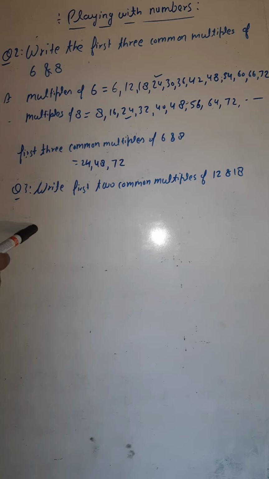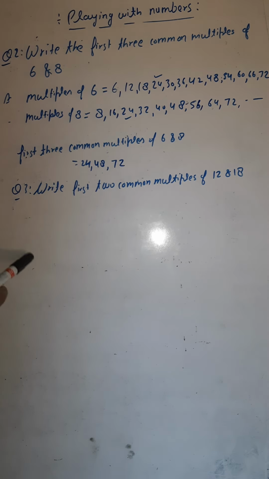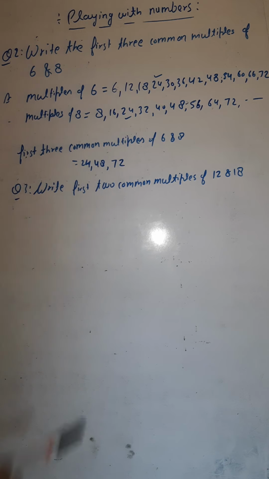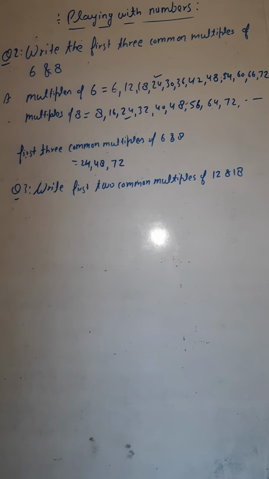So first you would find out multiples of 12, like in the previous one. Then you would find out multiples of 18. Okay, then their common multiple, first 2 common multiples. So the numbers which are occurring at first positions there, you would be writing those numbers here. Okay, so it is similar to the previous one. Just do it on your own.